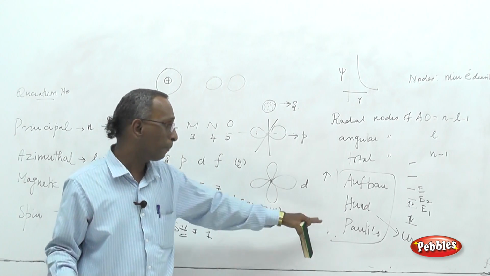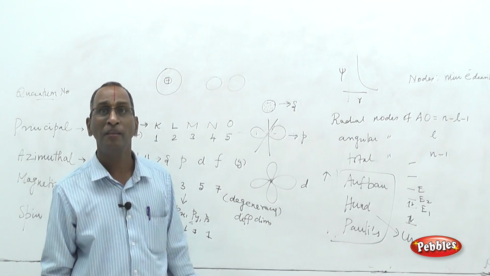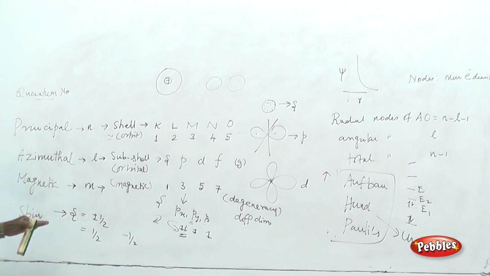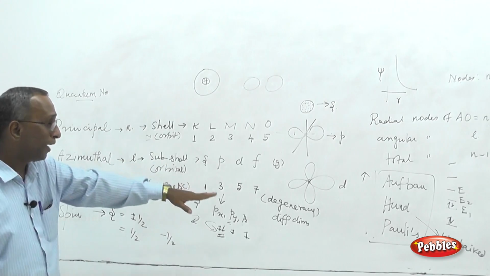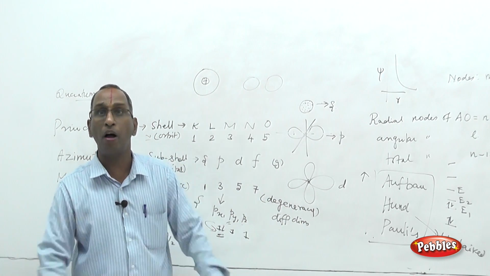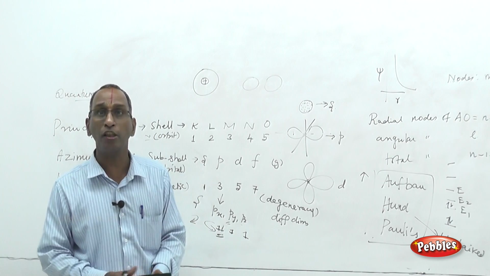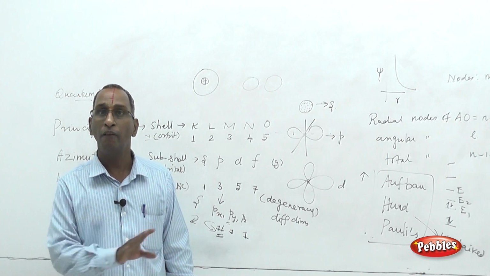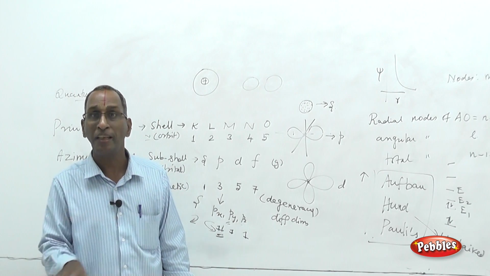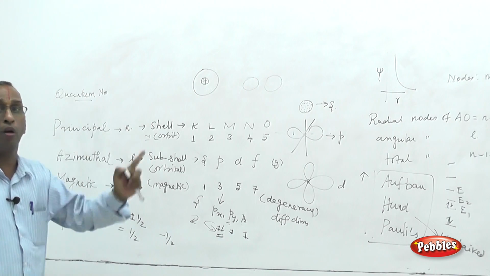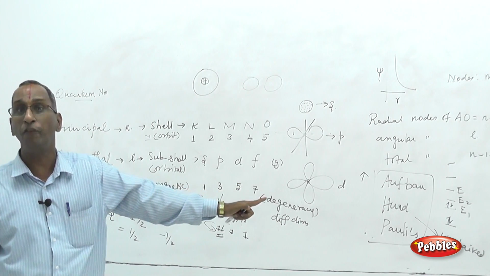Lastly, Pauli's exclusion principle, which states that no two electrons will have all the quantum numbers the same. The essence of Pauli's exclusion principle: no two electrons in an atom will have all four quantum numbers equal. So, if 3 quantum numbers are equal, the 4th quantum number will automatically be different.